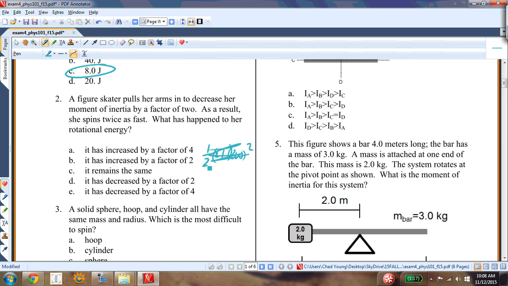Excuse me, sorry, 1/2 I omega squared. This is decreased by a factor of 1/2. This is increased by a factor of 2, so I get a factor of 1/2 here and a factor of 4 here. So that means it's going to increase by a factor of 2 because 1/2 times 4 is equal to 2.